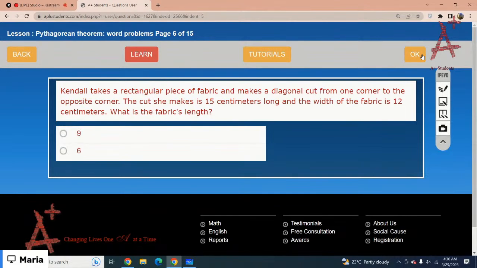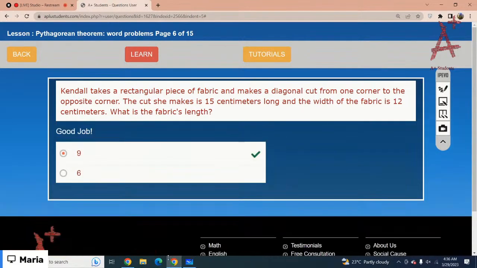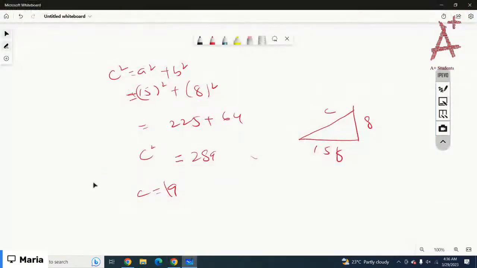So 15 square minus 12 square is 225 minus 144 equals 81. That means the length of the fabric is 9. Got it? Okay, you can complete the test by yourself later today.